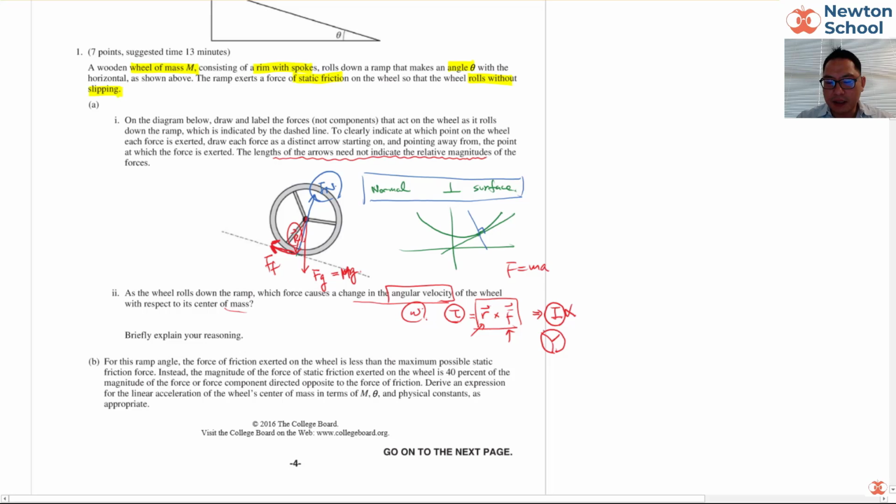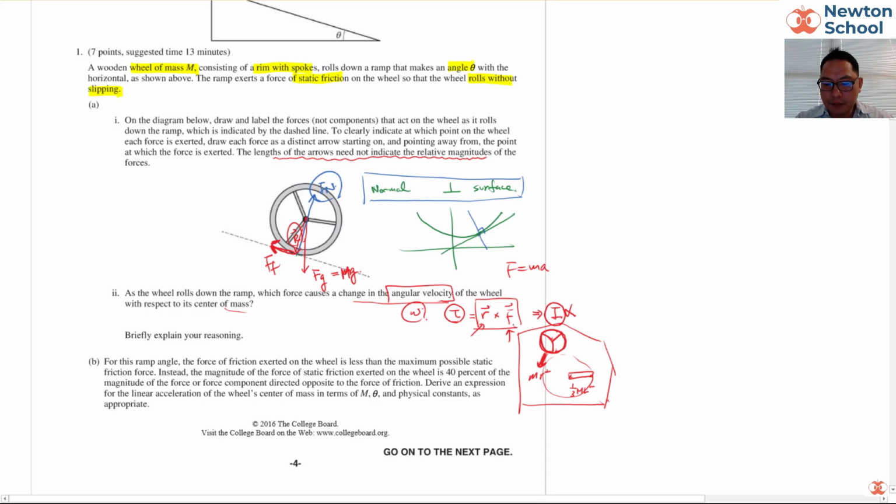This I is the I of the wheel, which consists of a circular piece and 3 spokes. Sometimes they ask you what I consists of, but you can say there is a rim. Usually the rim outside is mr squared, and the spokes are like a rotating rod, something like that, so that will probably be 1/3 ml squared. Once again, this question didn't really ask you this, but I'm giving you this for future reference.